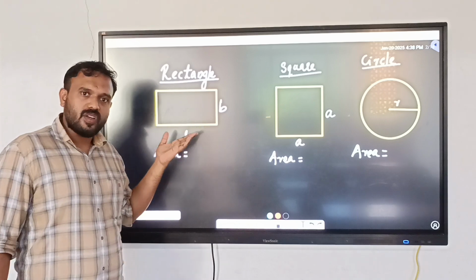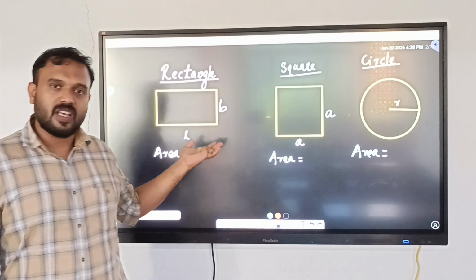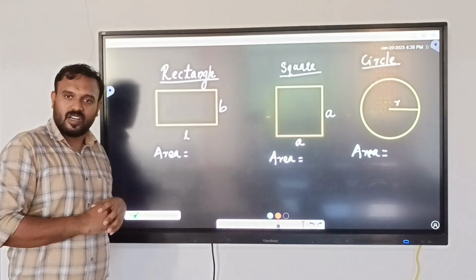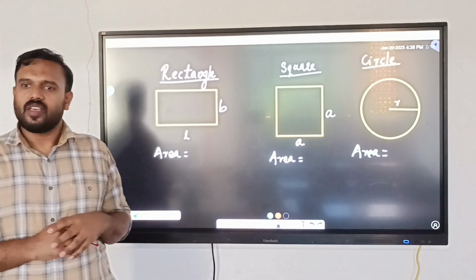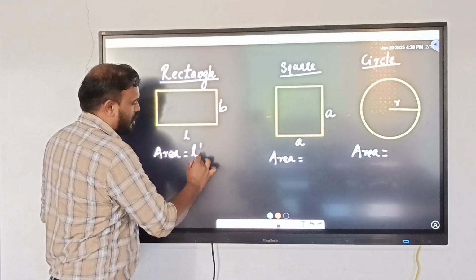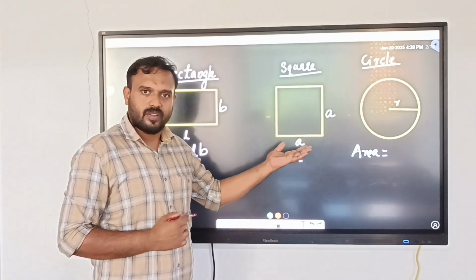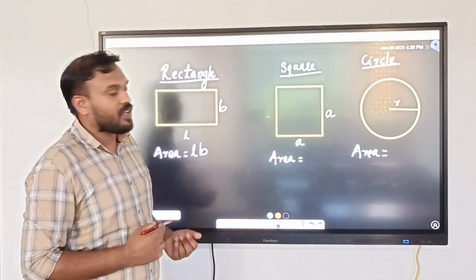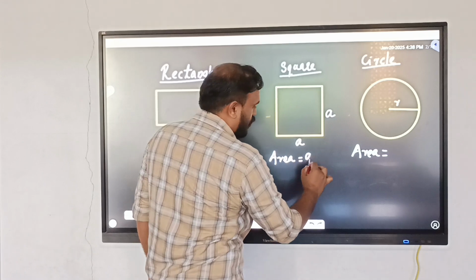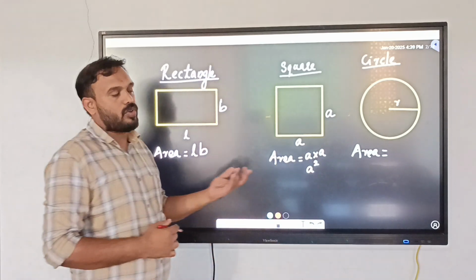For the first figure, this rectangle, length and breadth are given. Length is given as L and breadth as B. How will we find the area of this rectangle? As you know, it's very simple, it is the product of length and breadth. Similarly, for the square, side into side, both are the same, therefore a into a, and we can write it as a square.